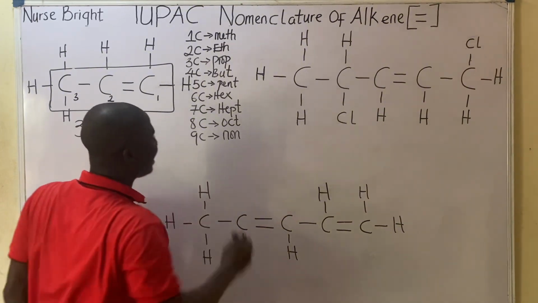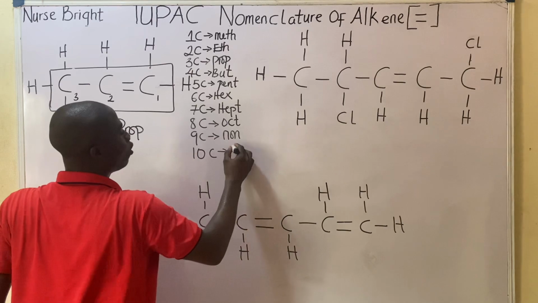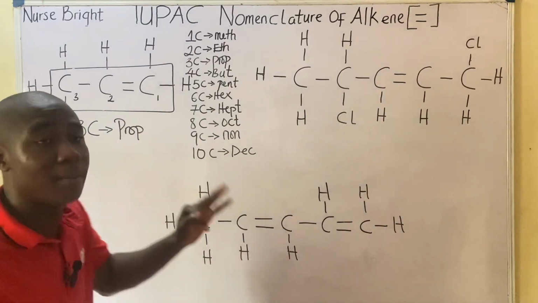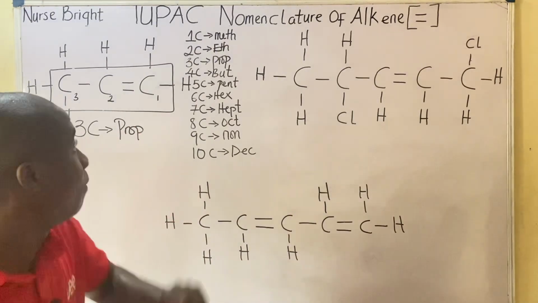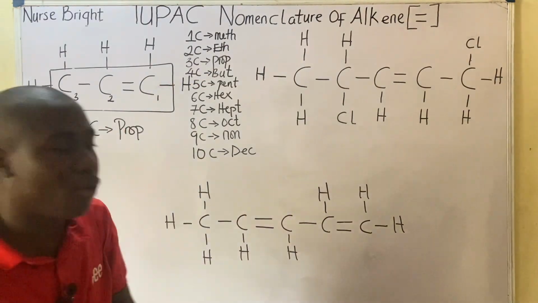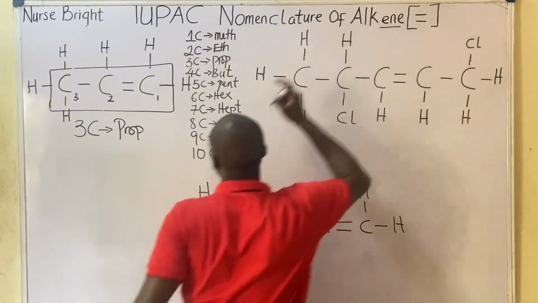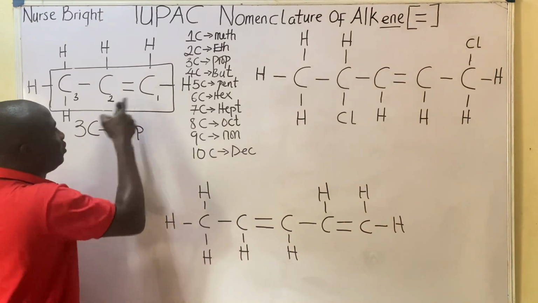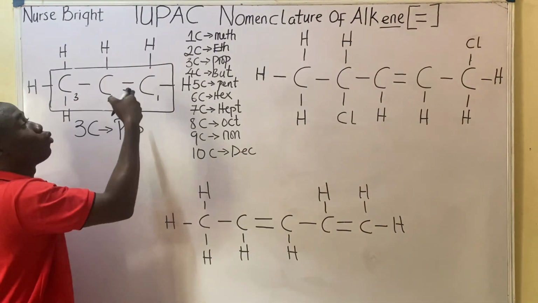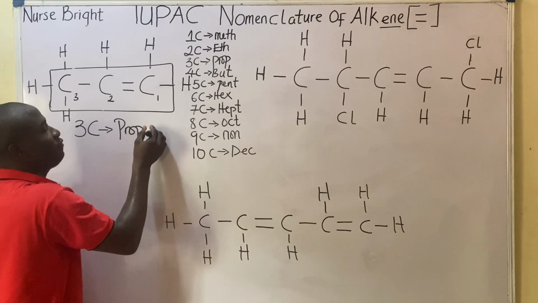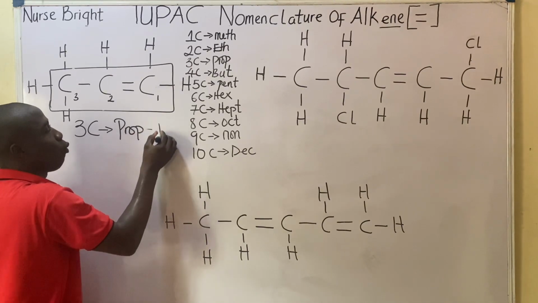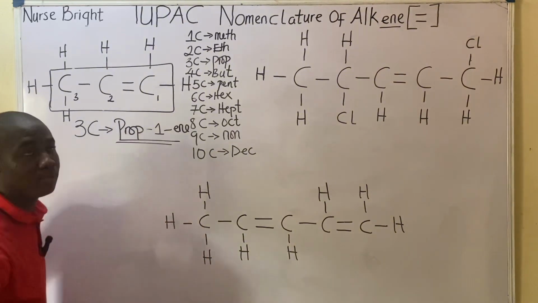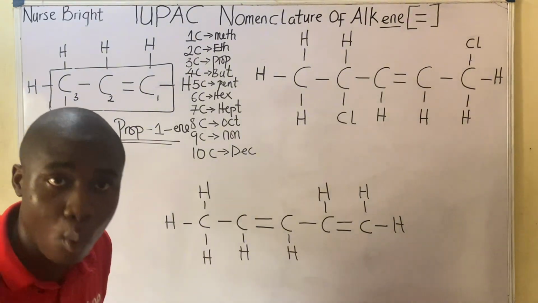And lastly, a 10 carbon organic compound is called dec. So this compound has how many carbons? It has 3 carbons. That is why it should be called prop. But specifically, what type of organic compound is this? It's called an alkene, so the name should end with -ene, but not like that. Because the alkene functional group is present at carbon 1, it should definitely be called prop-1-ene. Do you understand? So this is the name of this compound, prop-1-ene.